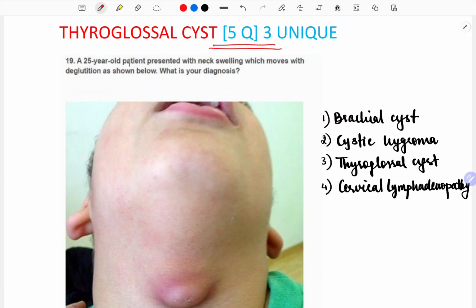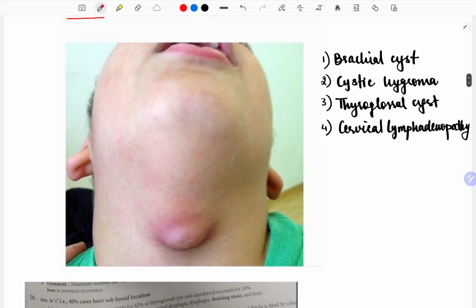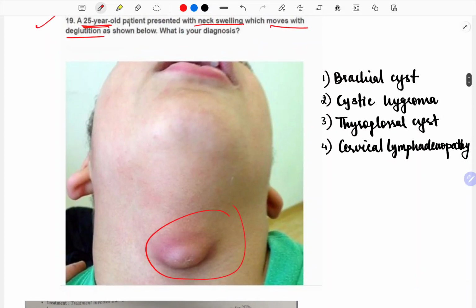been asked and most of them are in the recent years. See, a 25-year-old patient presented with a neck swelling which moves with deglutition as shown below. What is your probable diagnosis? See, this is the image that was shown, and it moves with deglutition. So this is mostly a thyroglossal cyst.